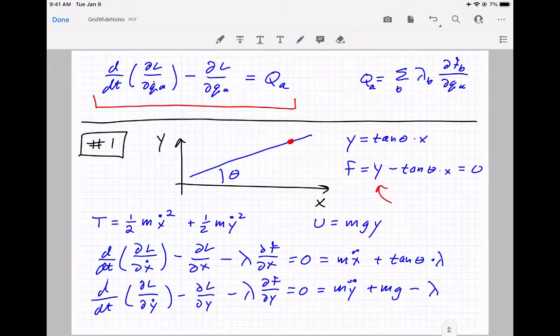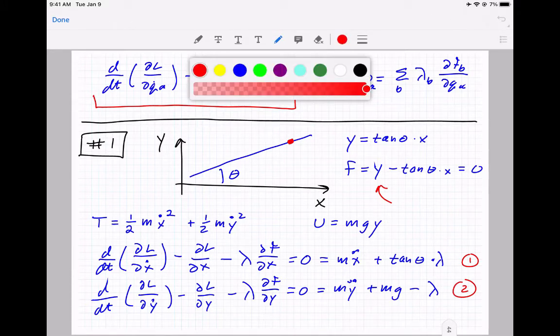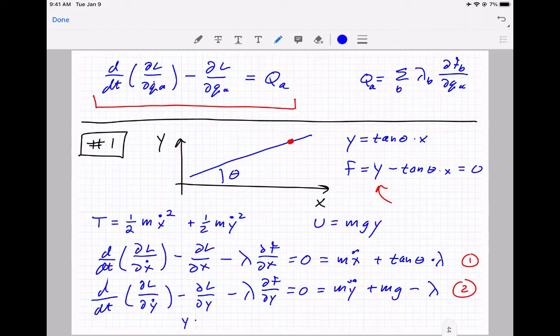That gives me two equations here. Let me number those: this is equation 1, and this is equation 2. Equation 3 is the equation of constraint, so let me write that down again down here, in blue. y minus tan theta times x equals 0, and that's my equation 3.